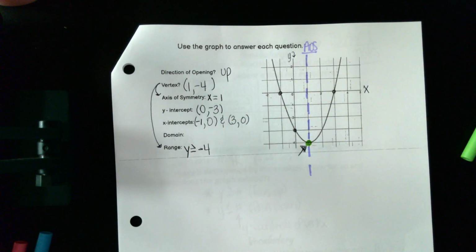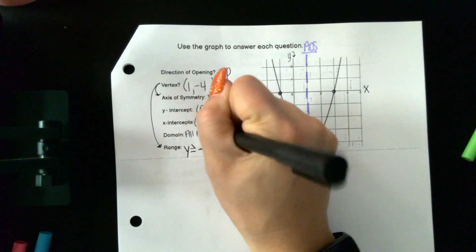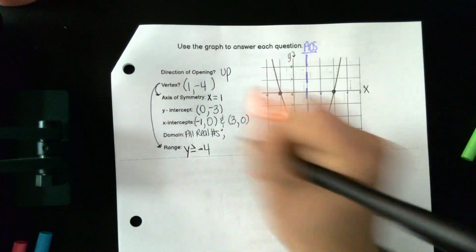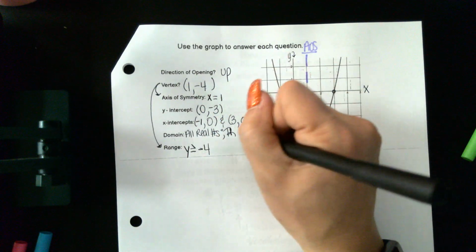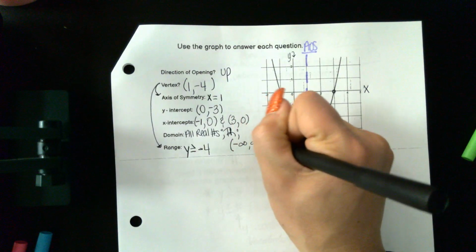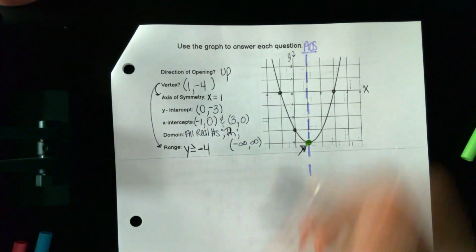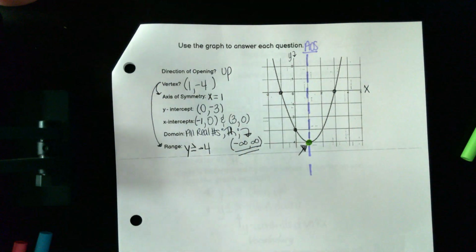Domain, same answer every time. All real numbers. So however you want to write it, either put all real numbers. Here, I'll write all the options. You guys just choose whichever one you want. All real numbers, the capital R with that second line through it, and then the one that I'm going to use most often, -infinity to +infinity. This is the one I'm going to use for domain, but I'll accept any of them.